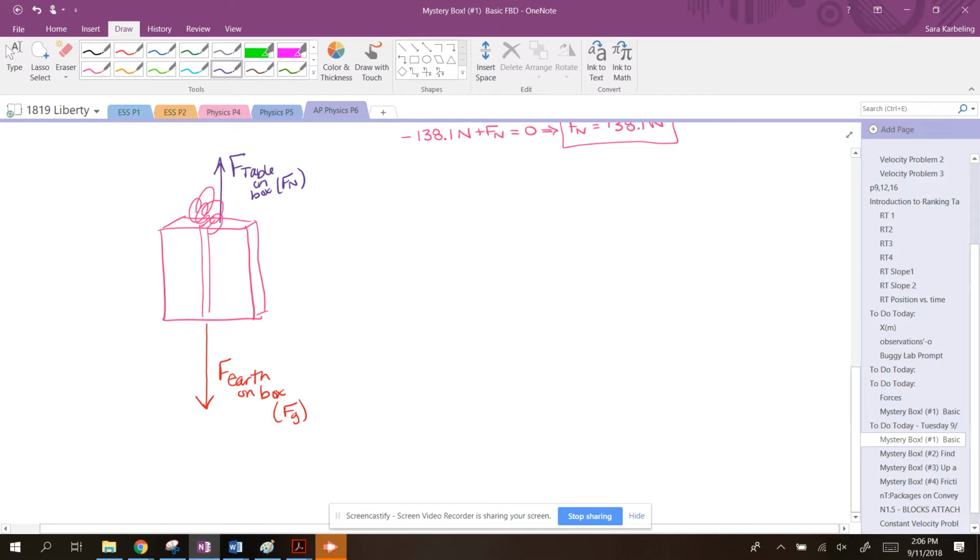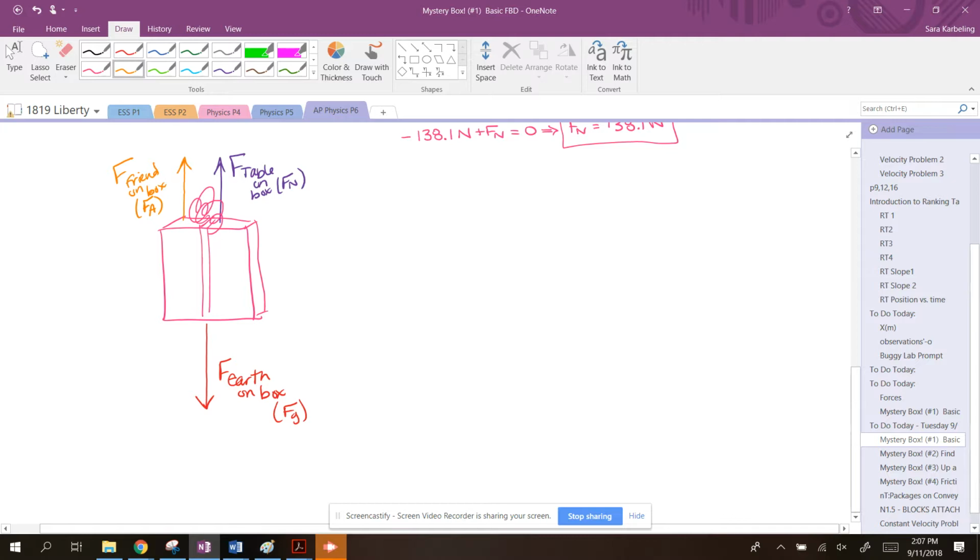And then you've got your silly friend. Your silly friend is pulling up. The force of the friend on the box, F applied. Well, that's what we need to figure out, right? It's smaller than this one. We don't know about this.